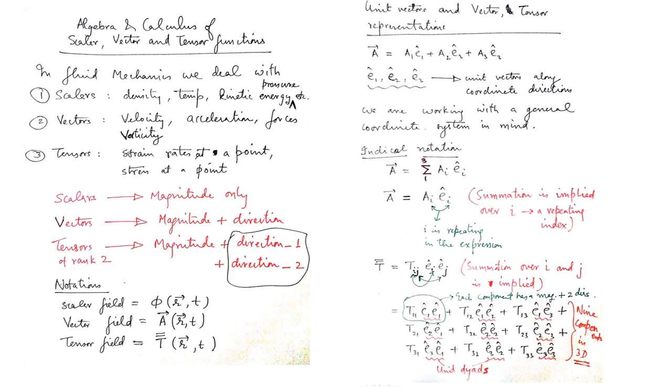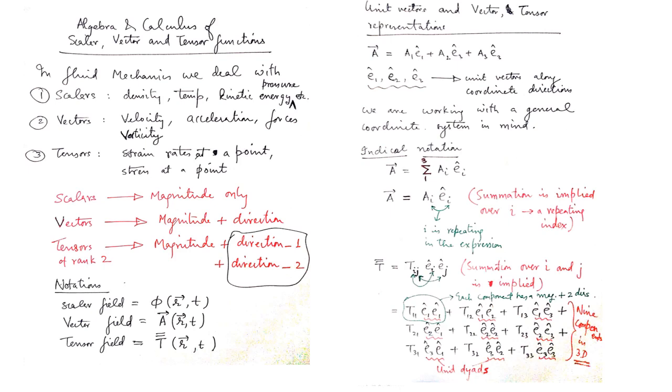I'll represent a scalar function or a field as simply phi(r, t). R here means the position vector of any point in space and time. Because I am not restricting to only Cartesian coordinate systems, in general I am considering any kind of coordinate system. That's why I just write r and not x, y, z and t. Okay, vector field, again some vector a, distributed in space and time.